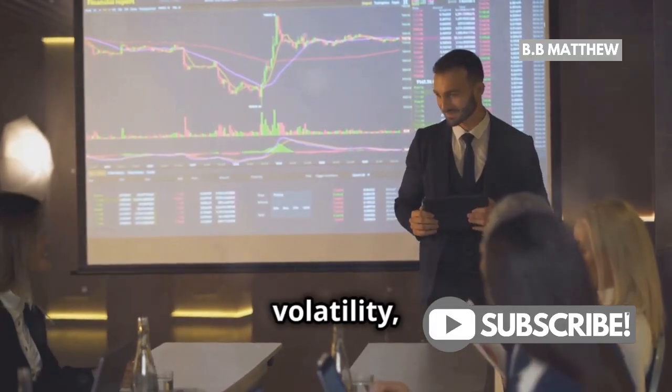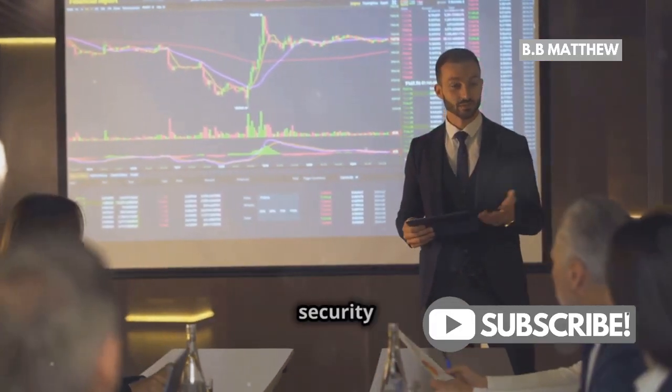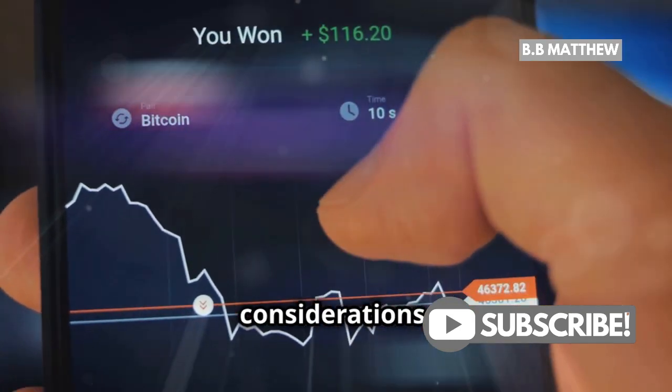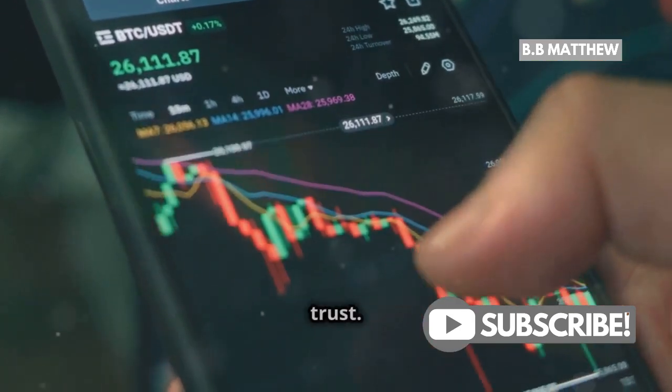Remember, Bitcoin's volatility, evolving regulations, and security are crucial considerations. Stay transparent with your investors to build trust.